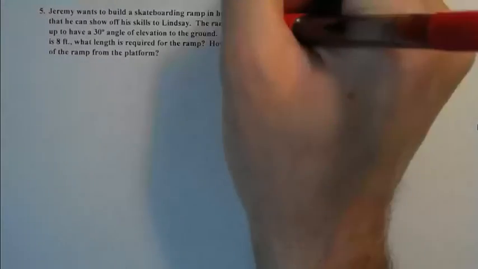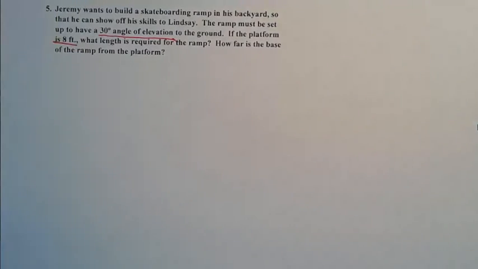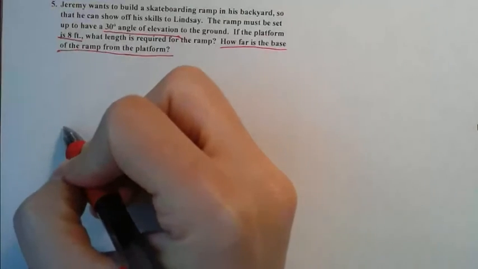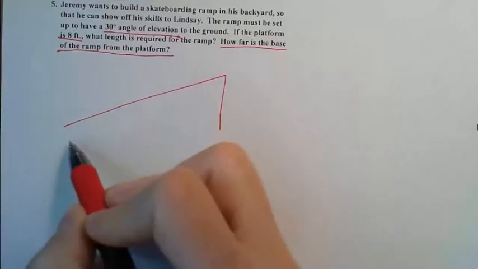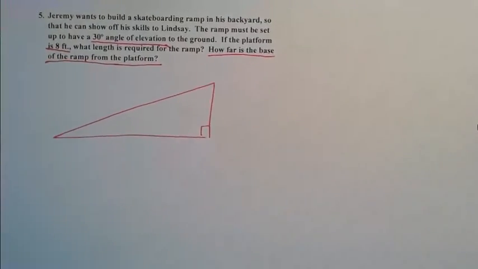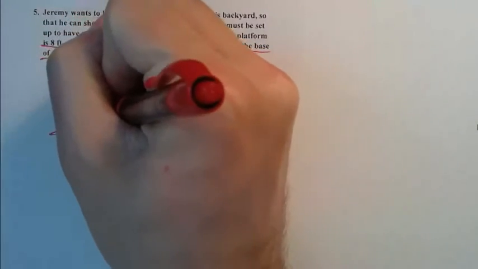We can underline the important stuff. So they're building a skateboarding ramp, and the ramp must be set up to have a 30-degree angle of elevation. The platform of the ramp is 8 feet long. And we want to figure out how far the base of the ramp is from the platform. And so we're going to draw our picture now. So we start off with our right triangle, obviously, and we're going to have a 30-degree angle of elevation.